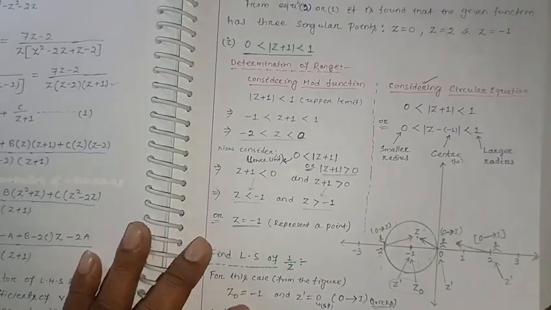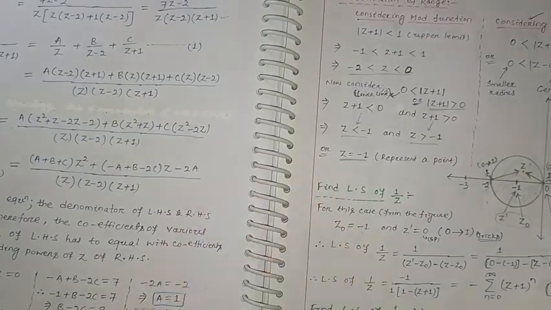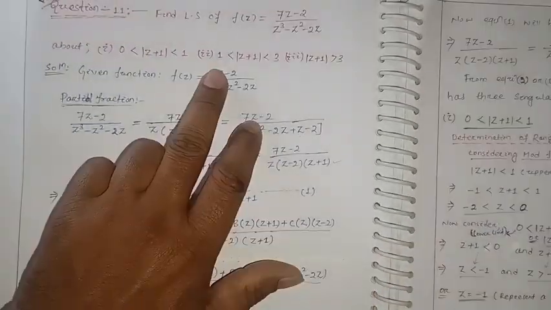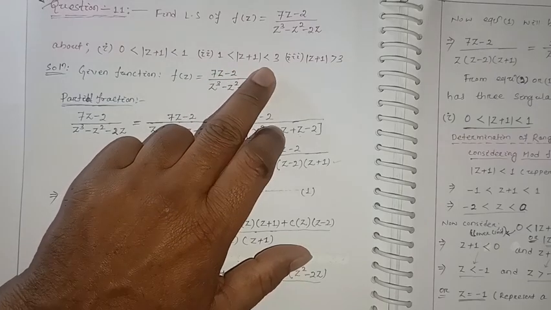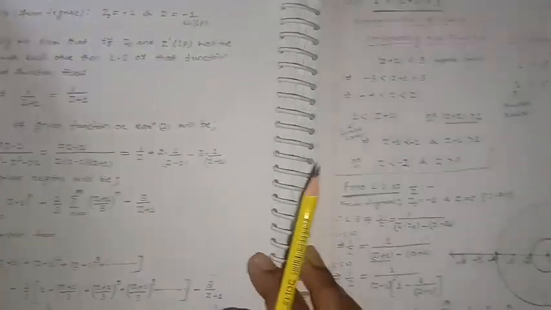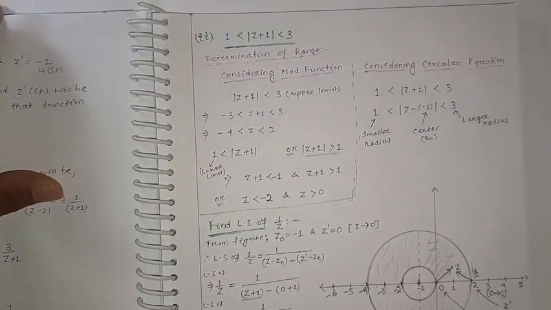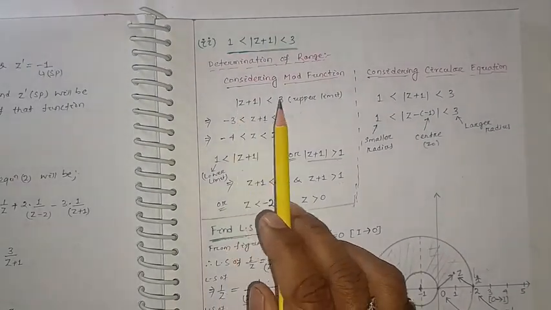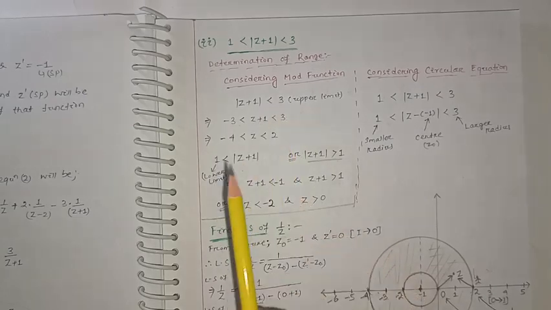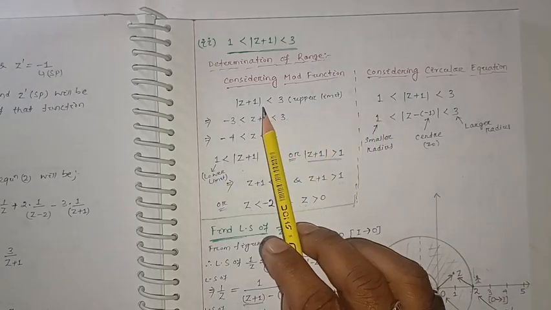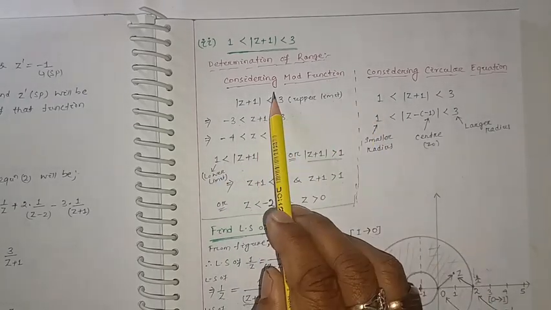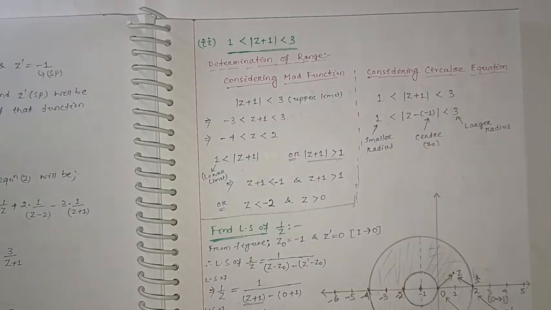Likewise, the second region is 1 less than mod z plus 1 less than 3. If it is so, how are we going to do this? Here you can see, first we have to define the range. Here, by two methods I defined the range by the mod function, by considering the circular equation. I told you that you have to consider the circular equation method to determine the range.